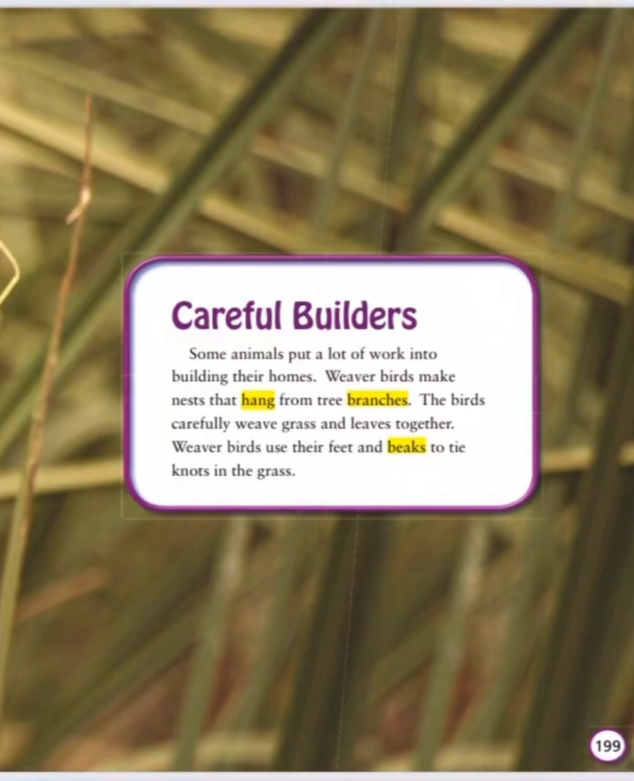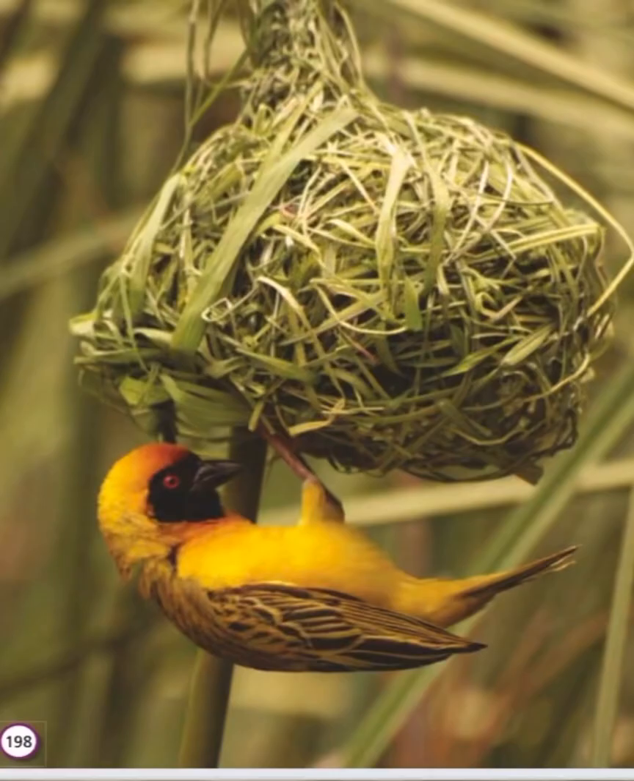Careful builders. Some animals put a lot of work into building their homes. Weaver birds make nests that hang from tree branches. The birds carefully weave grass and leaves together. Weaver birds use their feet and beaks to tie knots in the grass.